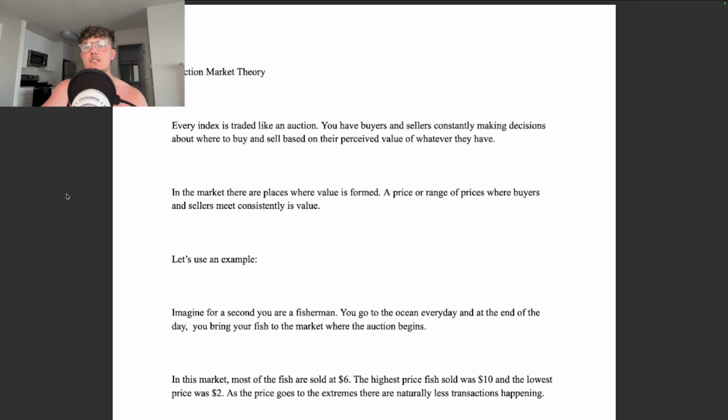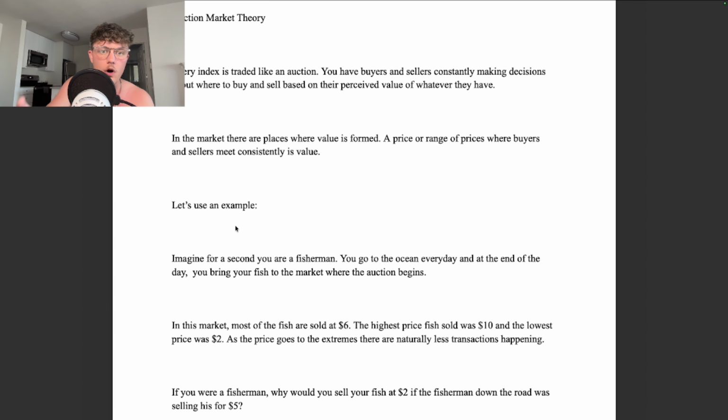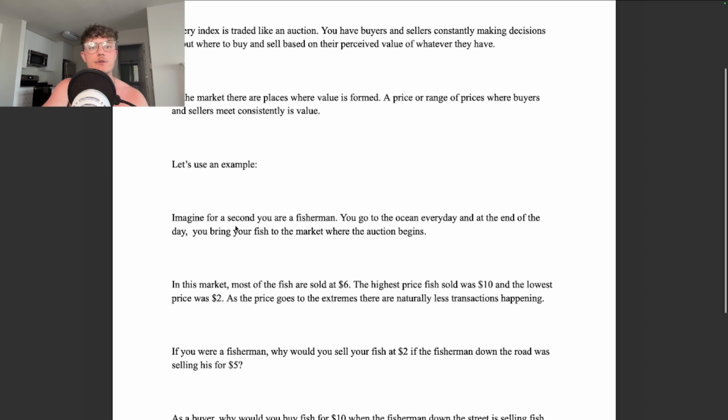So let's use an example and imagine that you are a fisherman. And as a fisherman, you go to the ocean, you catch as many fish as you can, and you come back to your town and you sell those fish. You bring those fish to the market where the auction takes place. So in this auction, in this market, most of the fish are sold at $6. The highest price fish sold was $10, and the lowest price was $2.